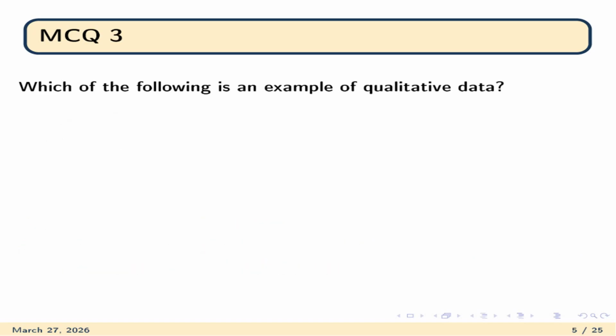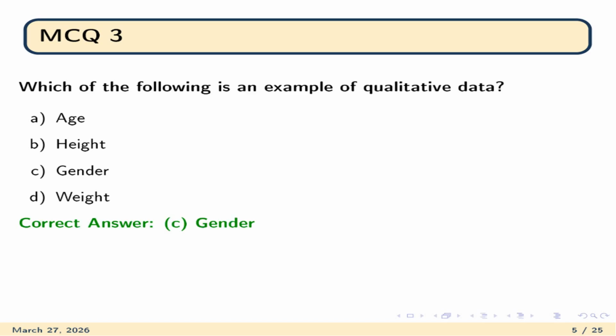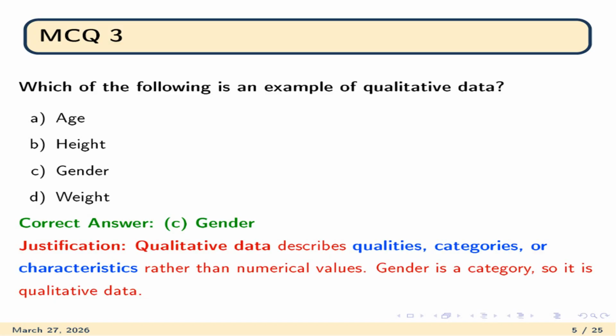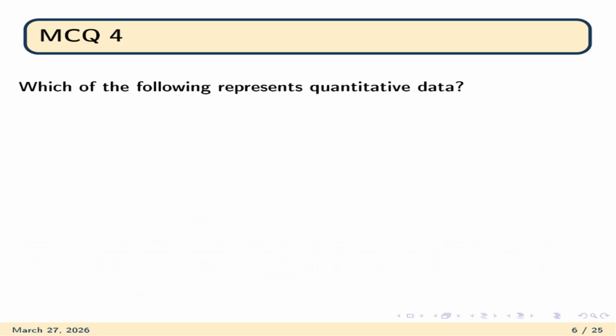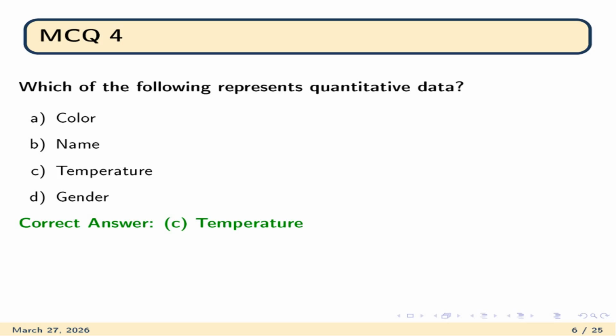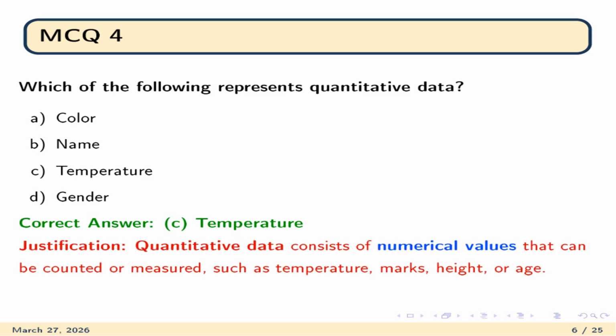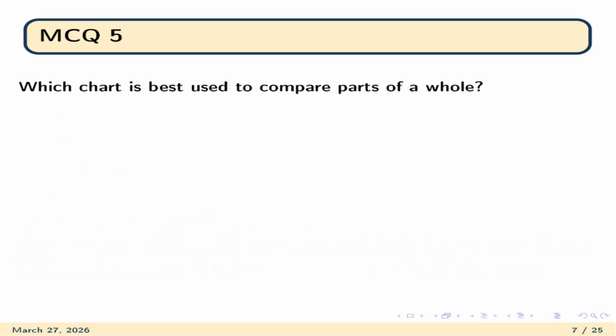Which of the following is an example of qualitative data? Age, height, gender, weight. The correct option is gender because qualitative data describes qualities, categories, or characteristics. Rather than numerical values, gender is a category, so it is qualitative data. Which of the following represents quantitative data? Color, name, temperature, gender. The correct option is temperature because quantitative data consists of numerical values that can be counted or measured, such as temperature, marks, height, or age.